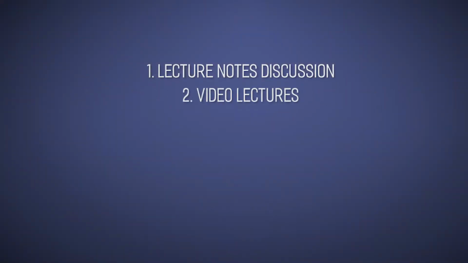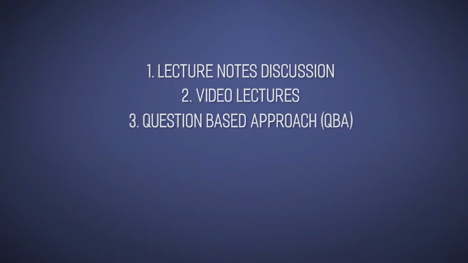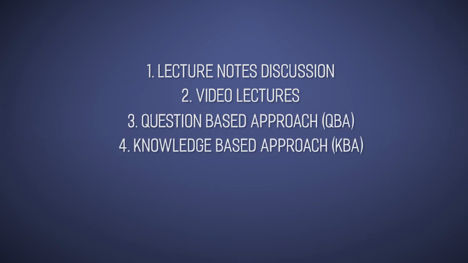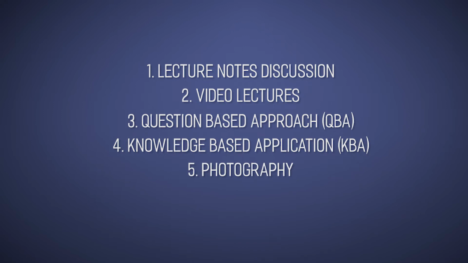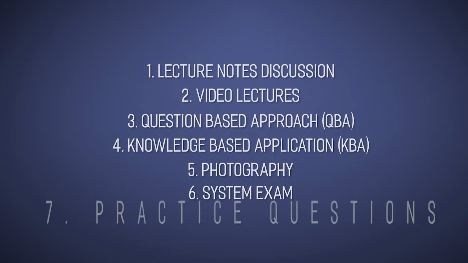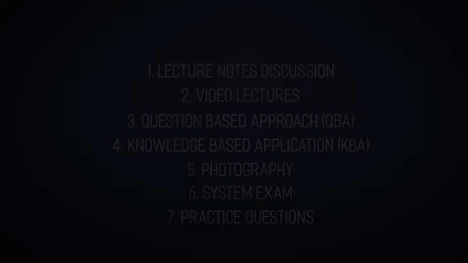There are 7 total categories and types of materials that you will watch in this online course of MRCP UK Part-2 written. First component, the lecture notes discussion. Second is video lectures. Third is question-based approach, QBA. Fourth is KBA. Fifth is photography. Sixth is system exams. And seventh is practice questions.